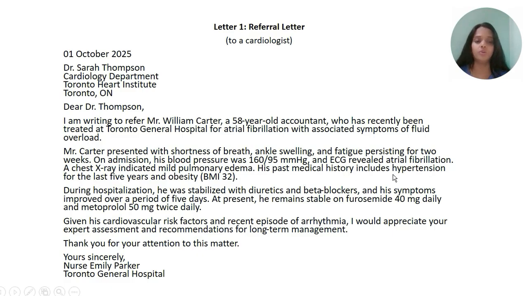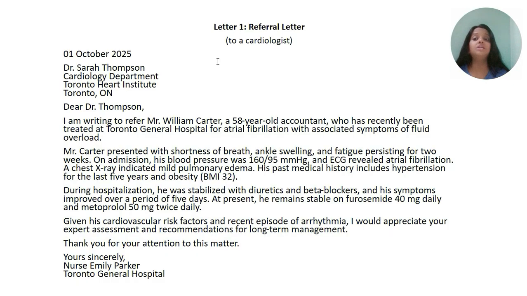His past medical history includes hypertension for the last 5 years and obesity, BMI 32 within the brackets. During hospitalization, he was stabilized with diuretics and beta blockers, and his symptoms improved over a period of 5 days. At present, he remains stable on furosemide 40 mg daily and metoprolol 50 mg twice daily. Given his cardiovascular risk factors and recent episodes of arrhythmia, I would appreciate your expert assessment and recommendations for long-term management. Thank you for your attention to this matter. Yours sincerely, Nurse Emily Parker, Toronto General Hospital.